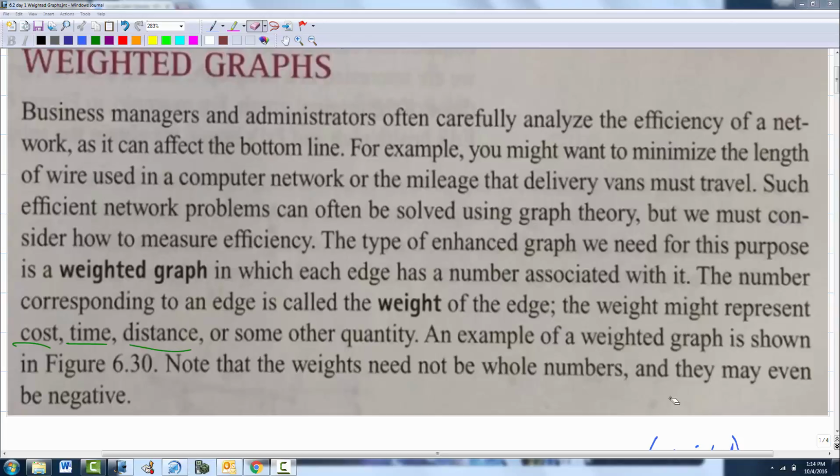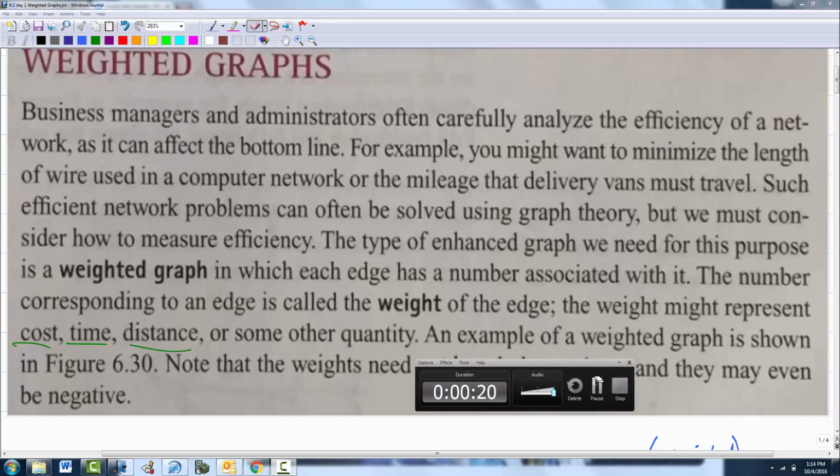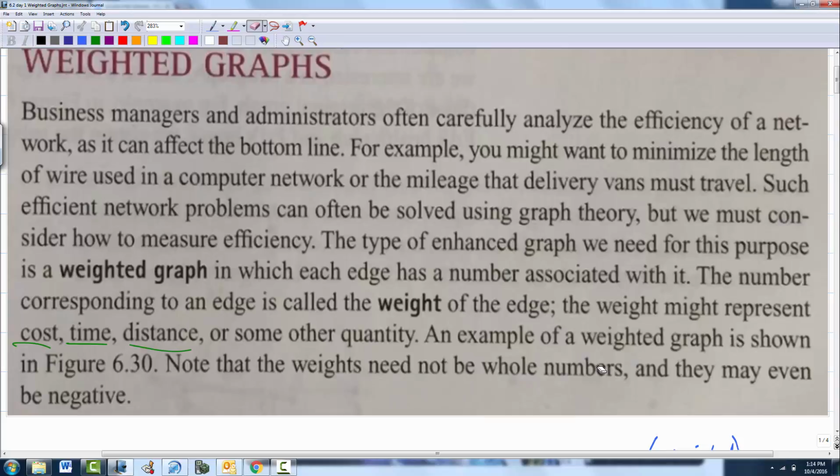Okay, so today's 6-2, weighted graphs. Not a big deal. You don't have to write this down. But the beginning of section 6-2, this is the opening paragraph. So feel free to read it for a second. You have to go to the book to see figure 6.30, whatever it is. I forget. I read it this morning.